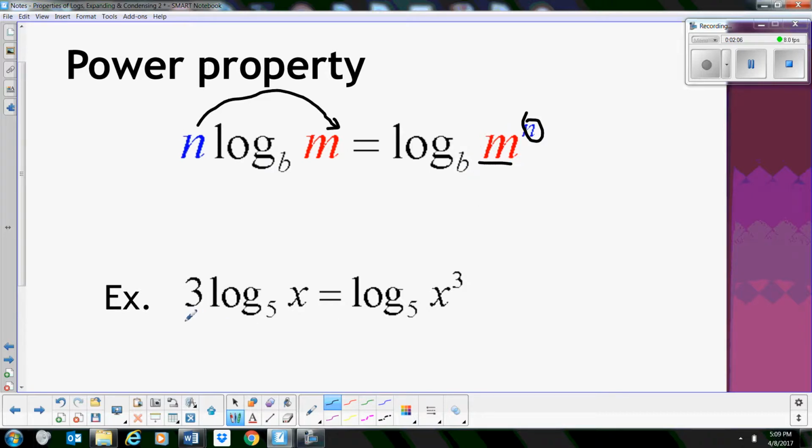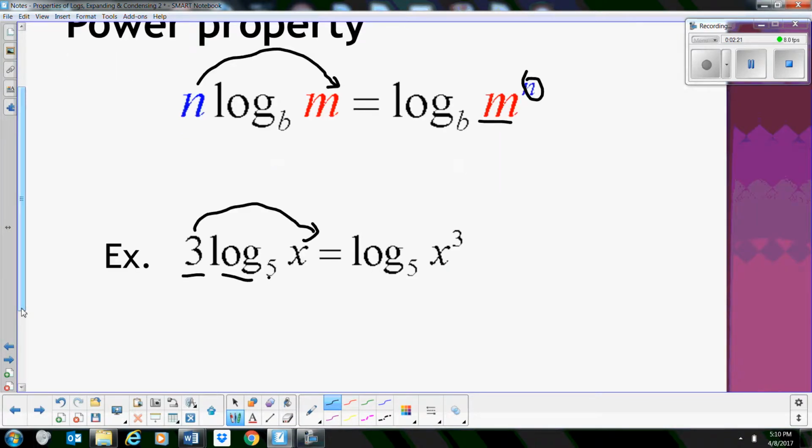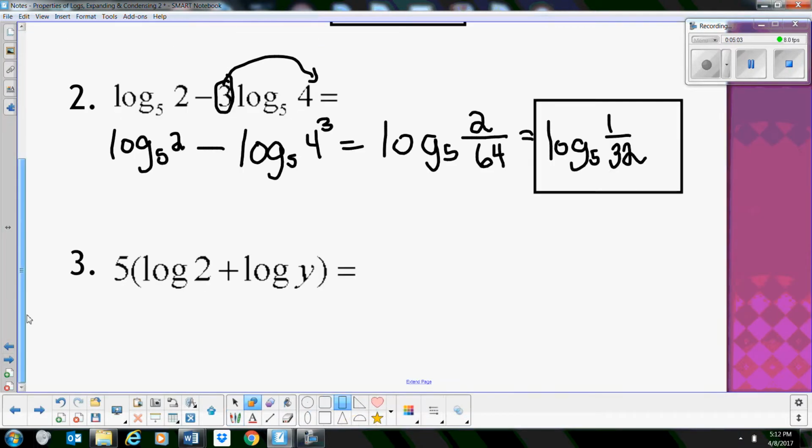Okay, so in this case we have 3 times log base 5 of x. Well, the 3 can be moved up here based on the power property to an exponent, so it's log base 5 of x cubed. And that's applying that power rule, or condensing.